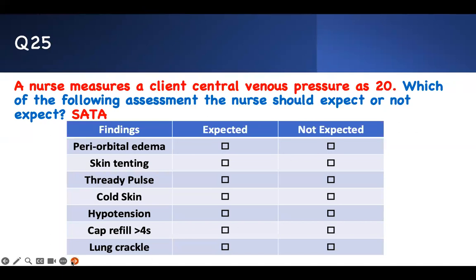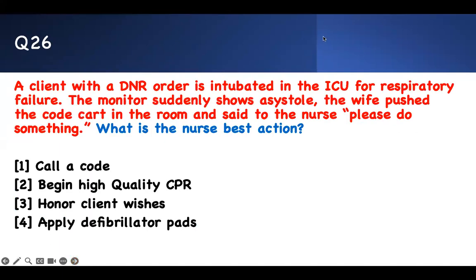So that's that question. Number 26. What do we have? What is the next best action? A client with a DNR order is intubated in an ICU for respiratory failure. The monitor suddenly showed asystole. The wife pushed the cat in the room and said to the nurse, please do something.